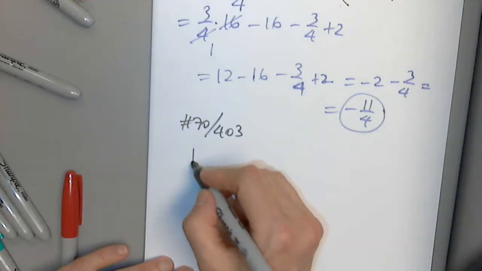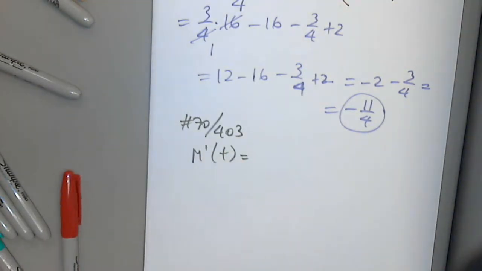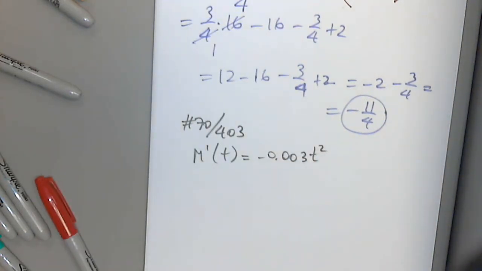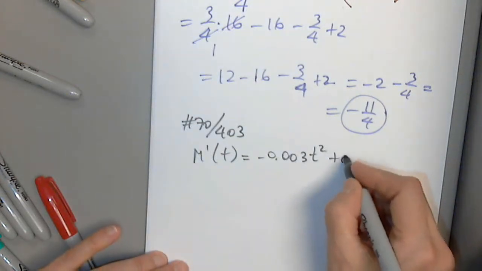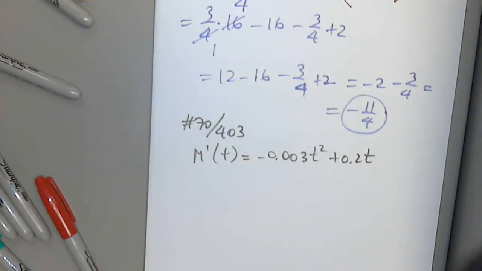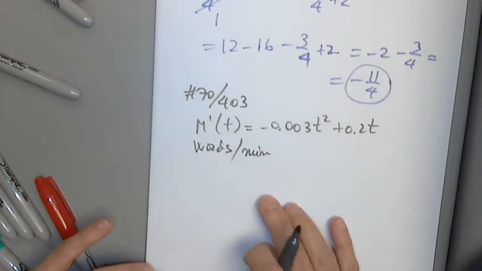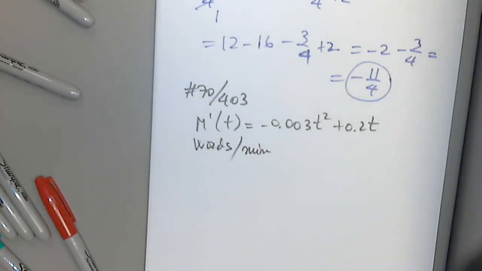M prime of t equals negative 0.003 t squared plus 0.2 t, where m prime of t is the memory rate in words per minute. How many words are memorized in the first 10 minutes?